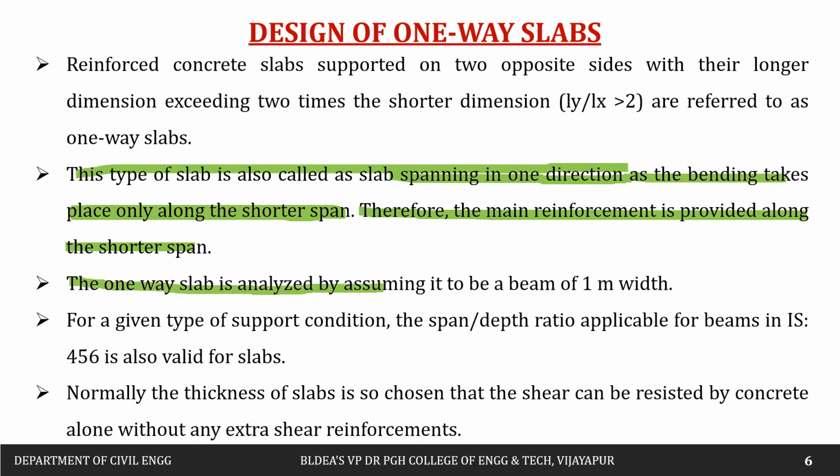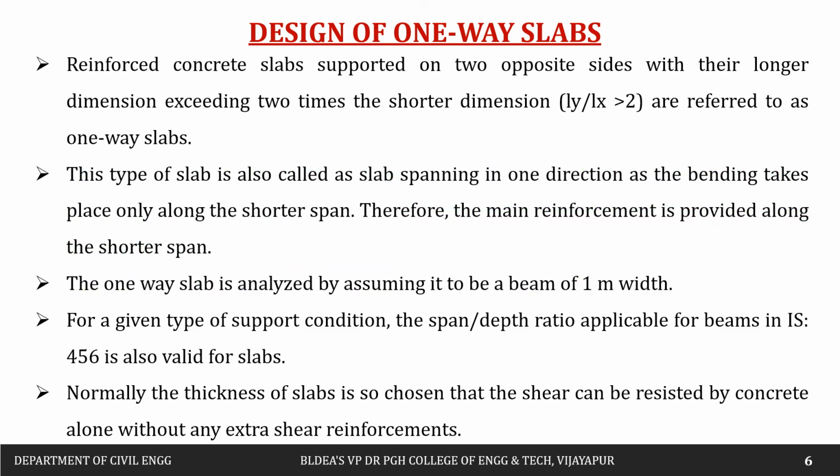The one-way slab is analyzed by assuming it to be a beam of 1 meter width. So the analysis we have studied till now for beams, similar to that itself we are going to use to design a slab, but we are going to assume the slab as a beam of 1 meter width and analyze the problem. Then next, for a given type of support condition, the span to depth ratio applicable for the beam in IS 456 is also valid for slabs. The support conditions we have studied for beams are applied for slabs also.